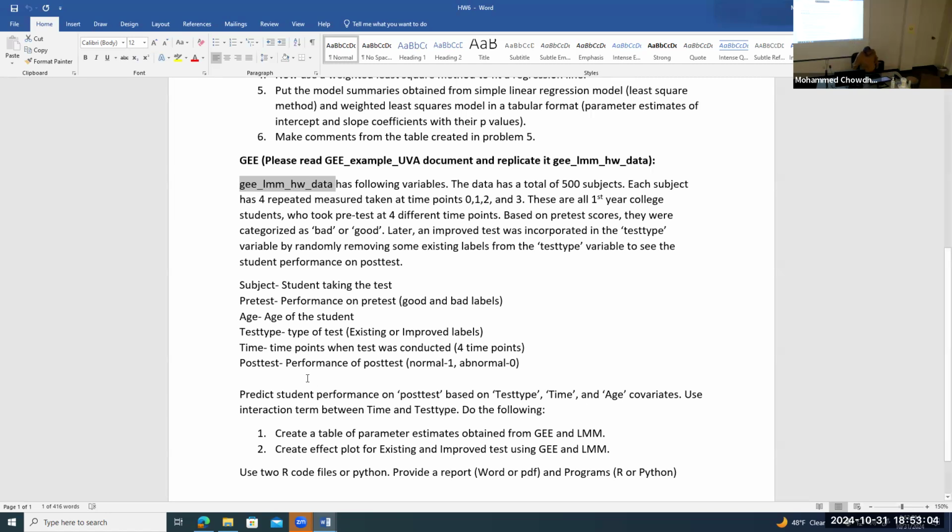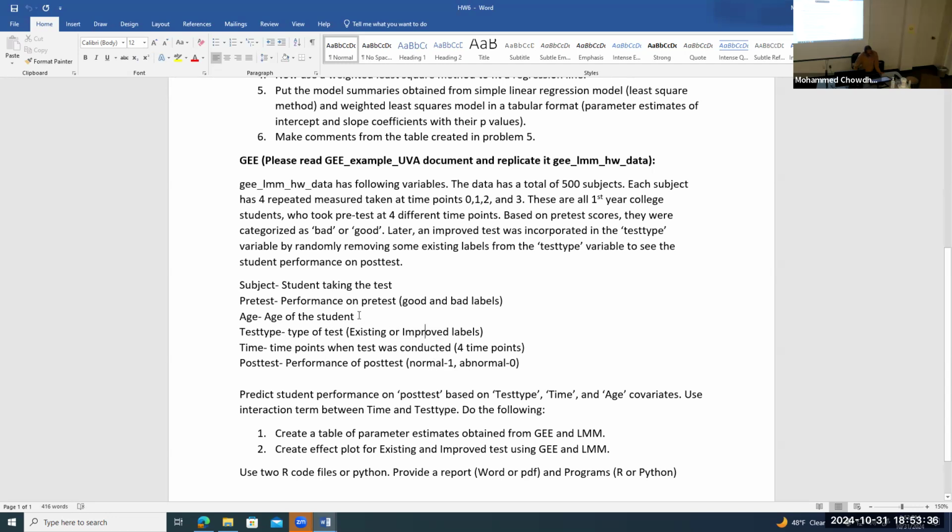So, for example, see post-test, performance of post-test, normal equal to 1, abnormal equal to 0. And type of the test, existing and improved levels. So that means like in our class example data, existing means standard and improved means new drug. Okay, now it is improved. In our case, it was abnormal and normal. Here is also abnormal and normal.